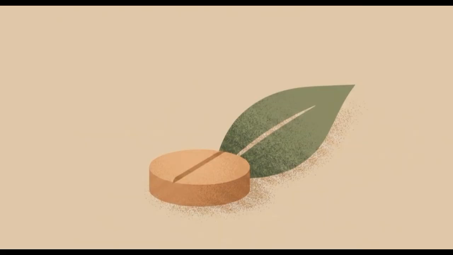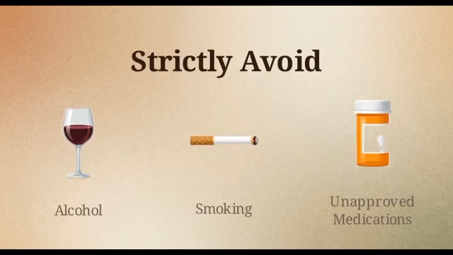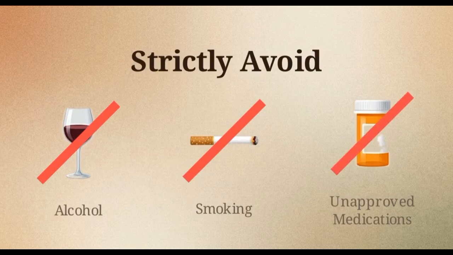Underneath that heading, write down your immediate action items, scheduling the initial doctor visit and securing a supply of prenatal vitamins. Note folic acid specifically. This is the primary vitamin requirement for early fetal development. Next to that, create a strictly avoid list. Write down alcohol, smoking, and any unapproved medications.